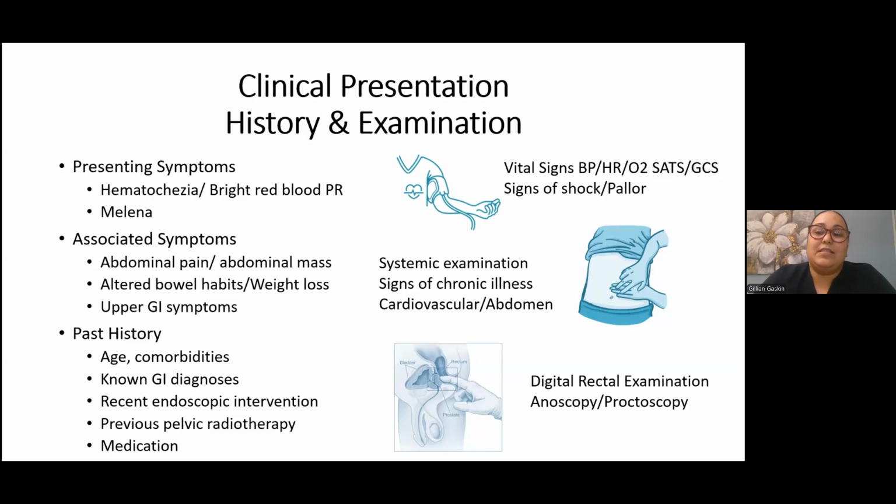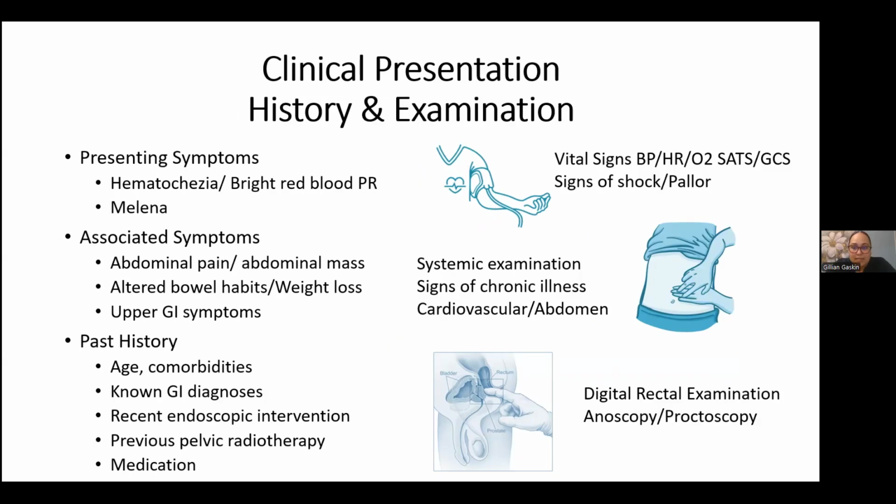underlying atherosclerotic disease may predispose to an ischemic colitis. Medications that increase bleeding risk could also be sought, including nonsteroidal anti-inflammatories, aspirin, and anticoagulants. And any recent surgery or endoscopic intervention could point to an iatrogenic cause.